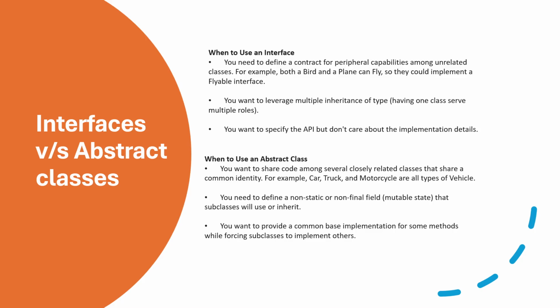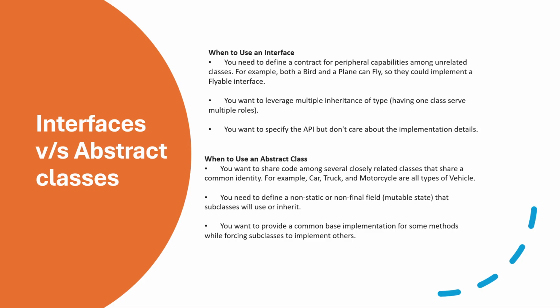Now, when should we go for an abstract class? Abstract classes are used when we want to share code among several closely related classes, and we also want to share the implementation, right? Sharing code means sharing the implementation. So we define the implementation in the abstract class, and all the classes which extend that abstract class share that implementation. For example, car, truck, and motorcycle are all types of vehicles, so they can share some common features which can be defined in an abstract class.